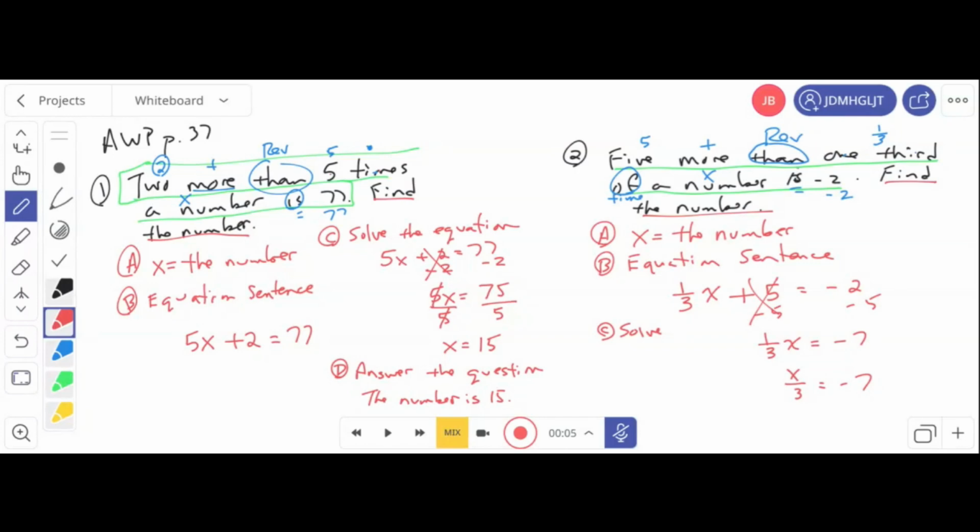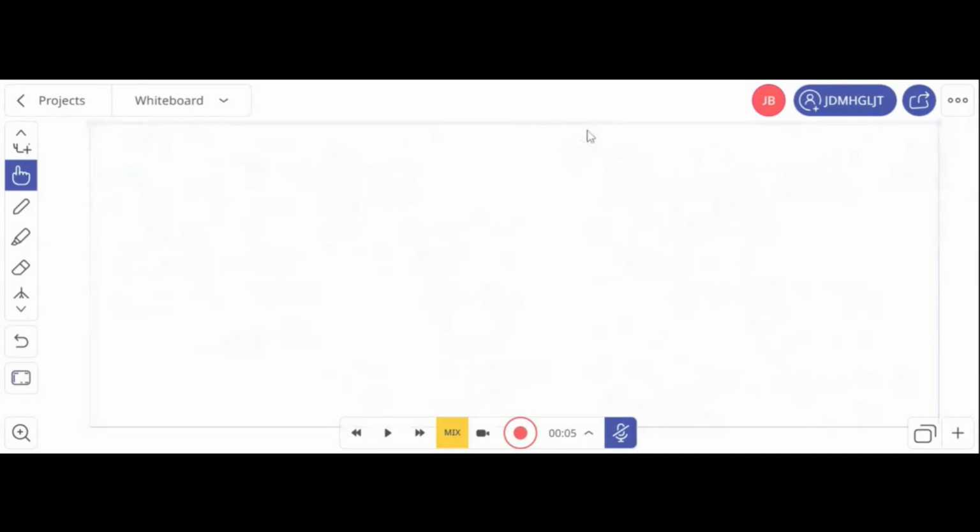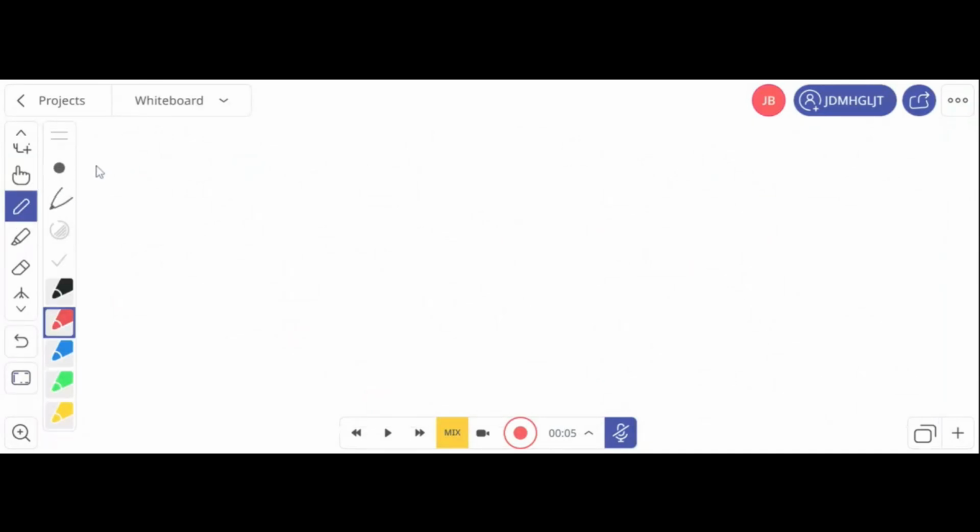So we need to undo multiplication or division. I'm dividing by 3, so I need to multiply by 3. Multiply by 3. 3's divide out, we get x. -7 times 3 is -21. D is to answer the question. The number is -21.